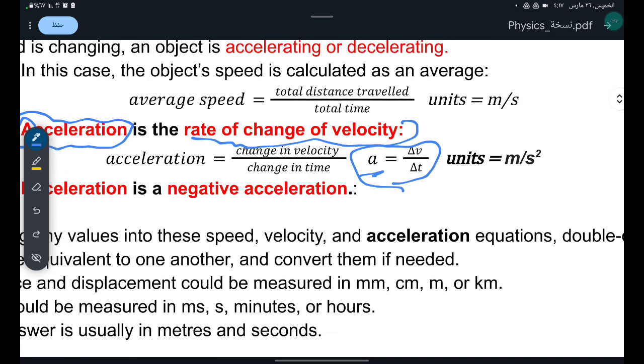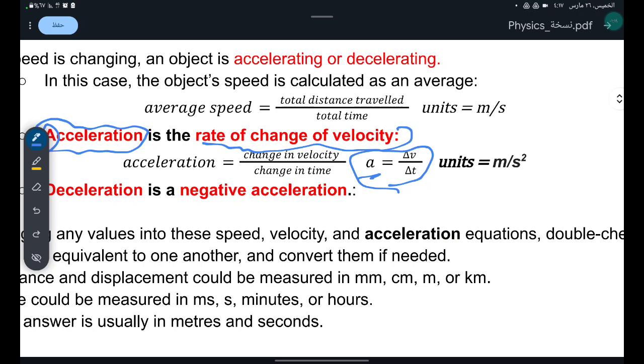Delta v equals final velocity, which we name vf, subtract initial velocity, which we name vi. All of this is divided by delta t. We use meters per second squared to measure acceleration.